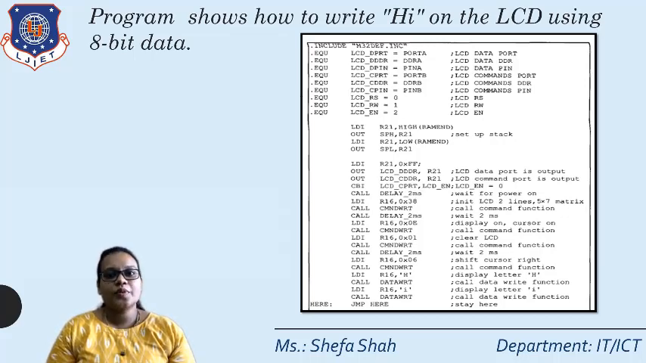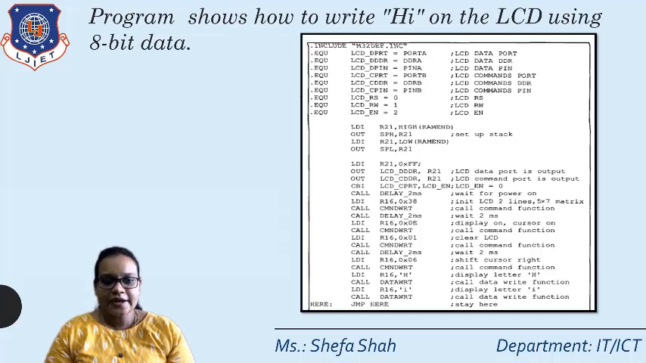Then next, after the command, the third step is to send the data. So we will send the data, here the data is "hi". H will be sent into R16 and we will call the subroutine, that is data write, right? And last, I will also be sent and we will again call data write, right? So this is how we will send the data.